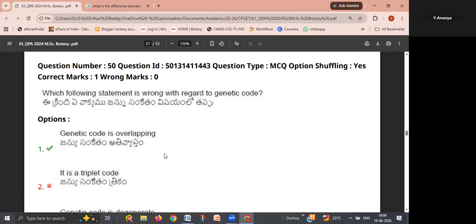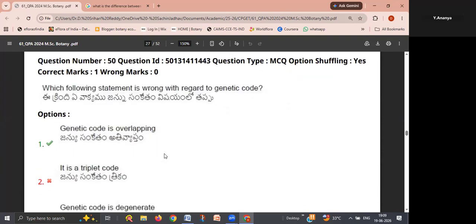The next question is, which of the following statements is wrong with regard to the genetic code? Now, the question is related to the genetic code. We already discussed that each one is called a codon. It contains 3 nucleotides or nitrogen bases, called a triplet codon. Here they are asking for the wrong statement among the following.